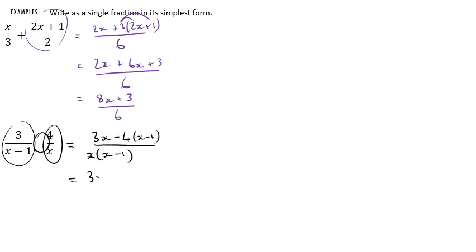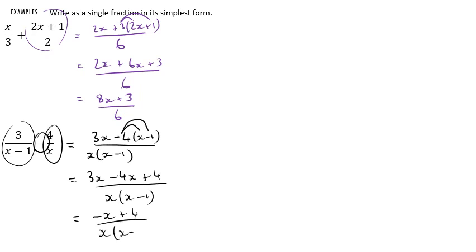So if we expand those brackets, now be careful with the negative here. So we've got negative 4 times x. We've got negative 4 times negative 1. And that's over x times x minus 1. Last step is just to tidy up. And we do just want to leave the denominator there factorised as it is.